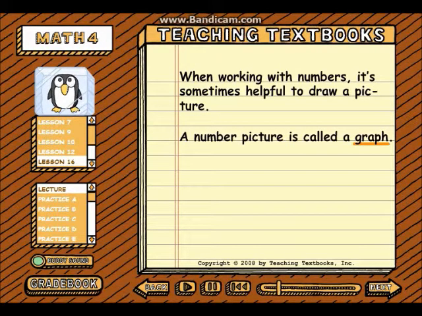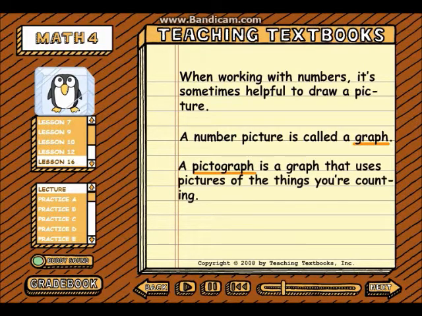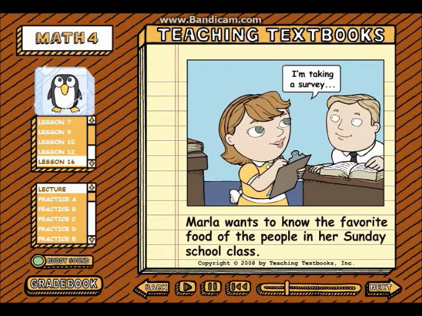One simple kind of graph is a pictograph. That's a graph that uses pictures of things you're counting. What if a girl named Marla wants to know the favorite food of the people in her Sunday school class? She can get that information by taking a survey. A survey is just some questions that you ask people in order to collect information from them.